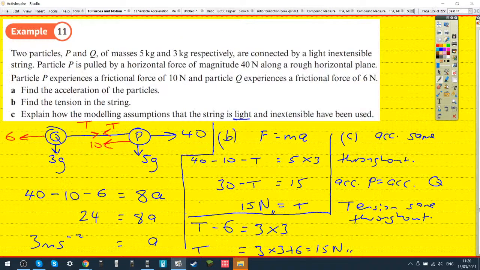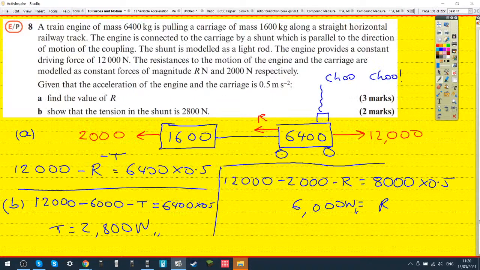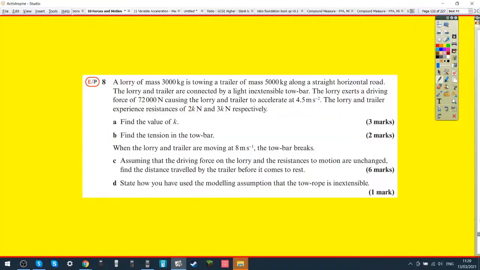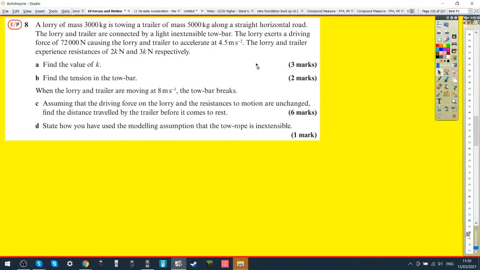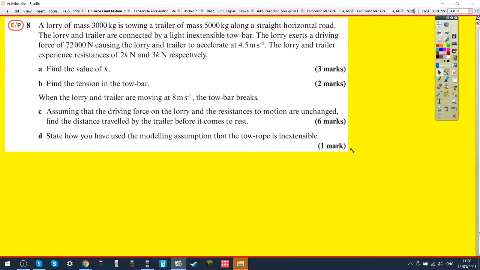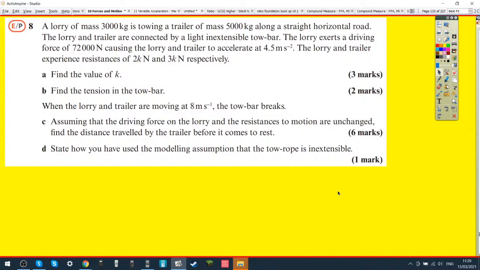So I want to take a look. So this is connected particles. They're connected. You take the whole system. We found acceleration. Then we found tension. This one we were given acceleration, and we had to find a resistive force. Let me just take a look at this. A lorry of mass towing a trailer. The lorry and trailer connected by an extensible bar. Driving force on the lorry and trailer. I think you'll be okay for this one.